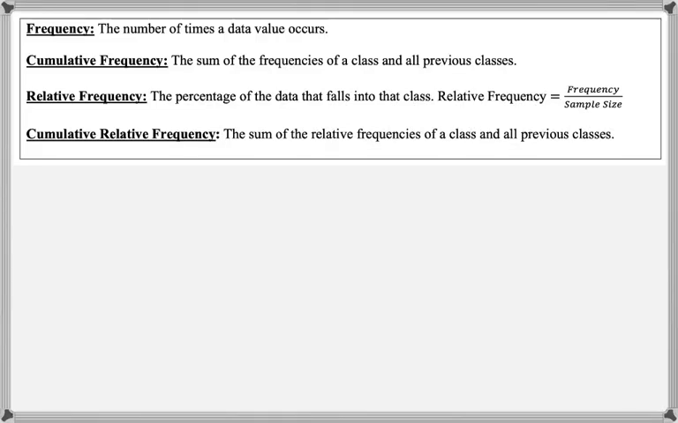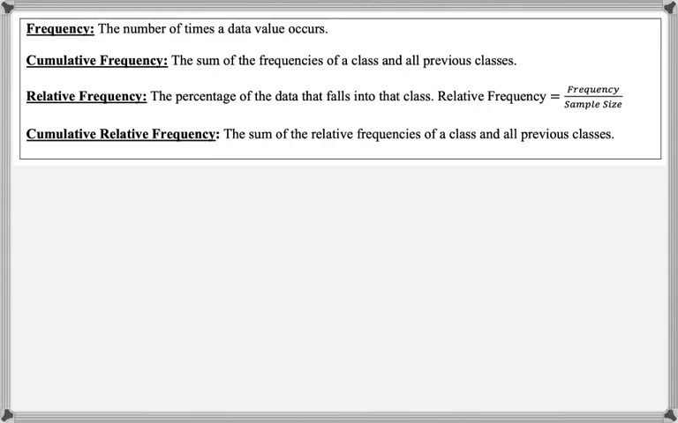So like we talked about, the frequency is the number of times that a data value occurs. Now the cumulative frequency is the sum of the frequencies of a class and all of the previous classes that came before it. The relative frequency is the percentage of the data that falls into that class. And to calculate that, you would take the frequency and divide it by the sample size.